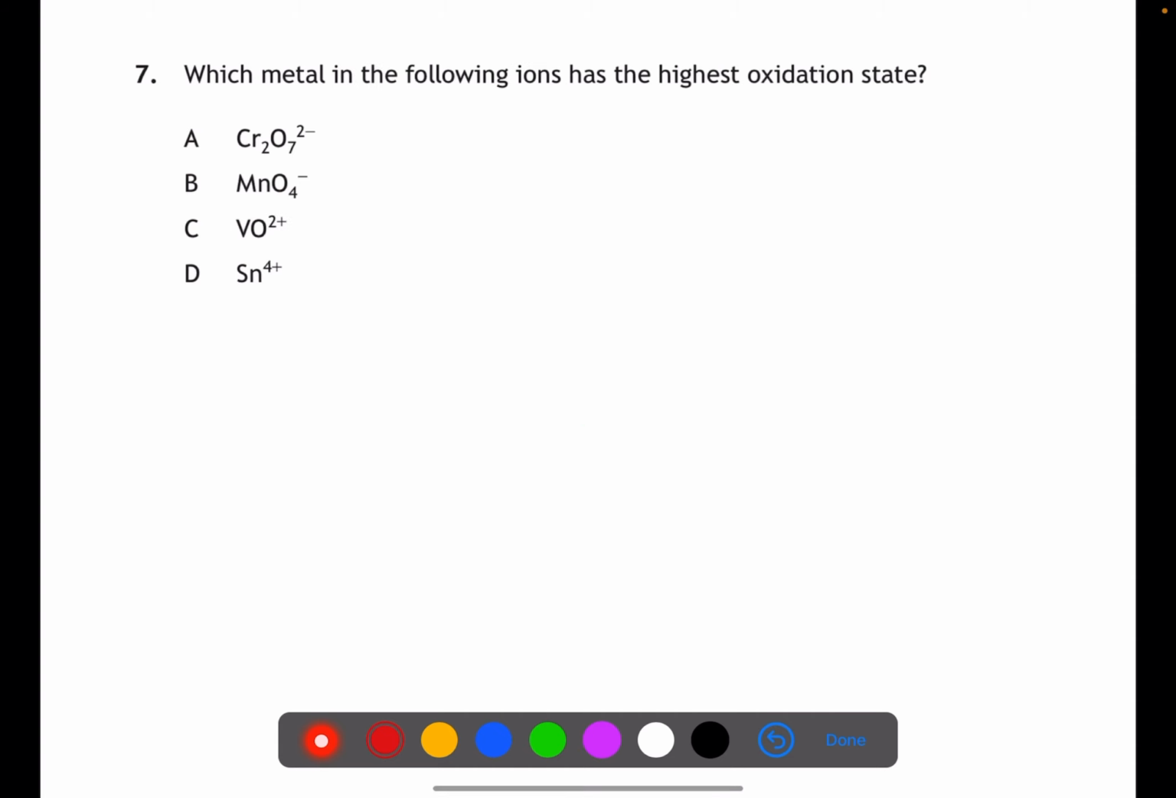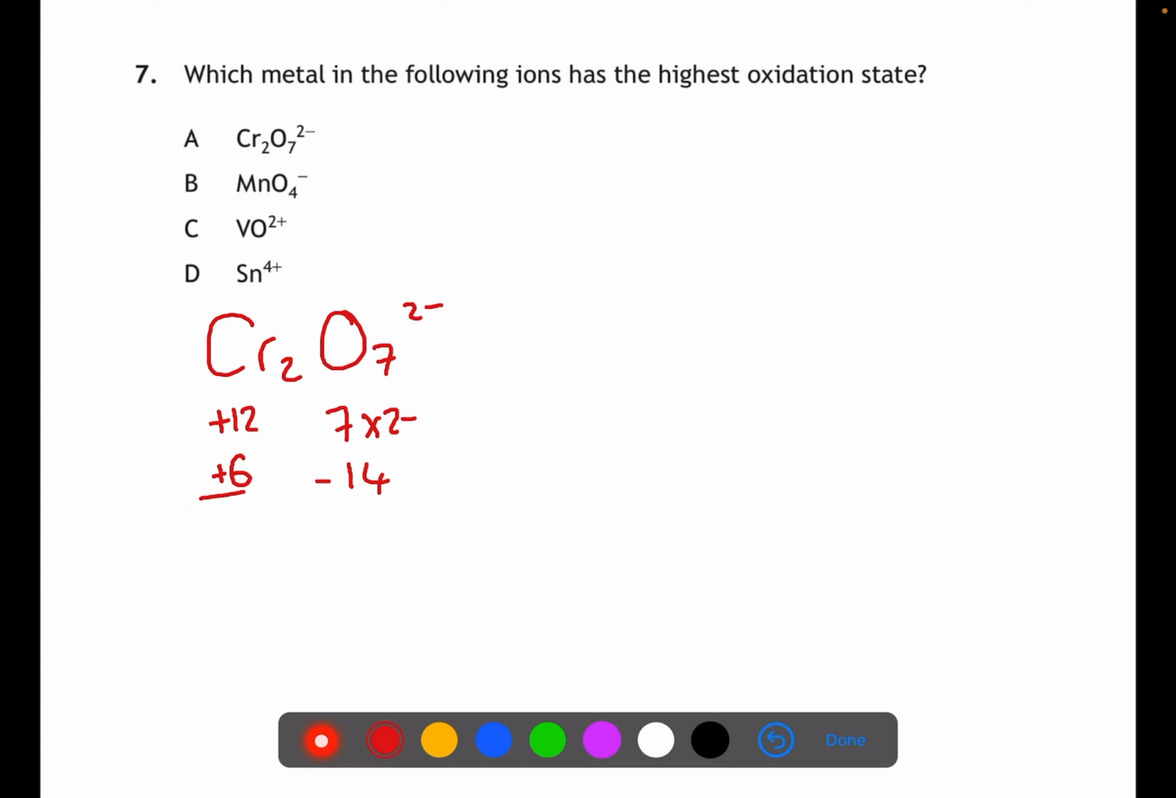Question 7. Which metal in the following ions has the highest oxidation state? If we take each in turn, we can work out the oxidation states. Here we have 7 oxygens which each have a charge of 2-, which is -14. Overall, this ion has a 2- charge. This means that the 2 chromiums together must be worth +12, and each of those must be +6.